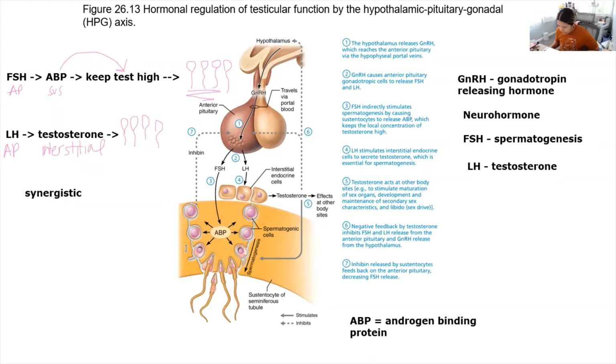Okay. Now that's not the only thing that testosterone works on. So for step number 5, it says testosterone acts at other parts of the body. So it is in control or does influence secondary sex characteristics. So secondary sex characteristics that are going to be influenced by testosterone include pubic and facial and axillary hair growth, so in the armpits.